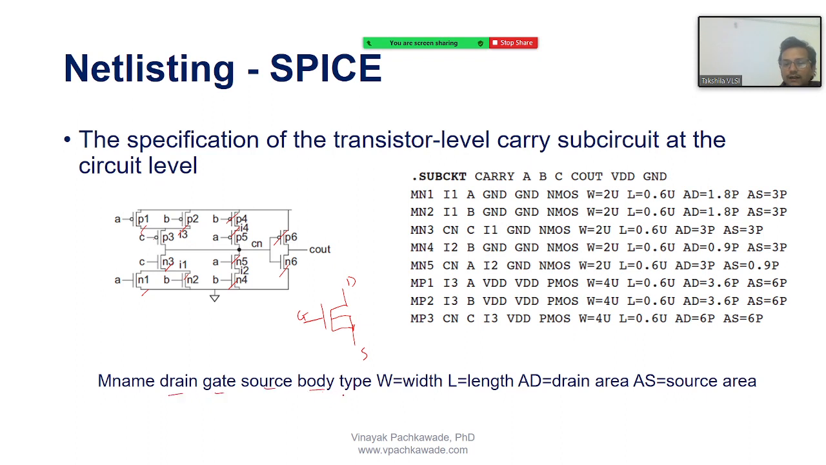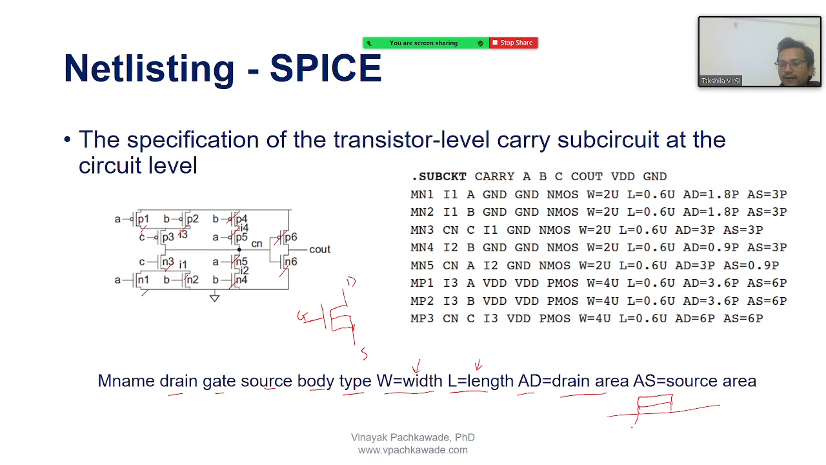Okay, then a type. What is this? NMOS or PMOS? And then comes width. I specify the physical dimension. Then length, I specify the physical dimension. Then AD is the area of a drain. Where is the drain area? Where is the area? I know that.